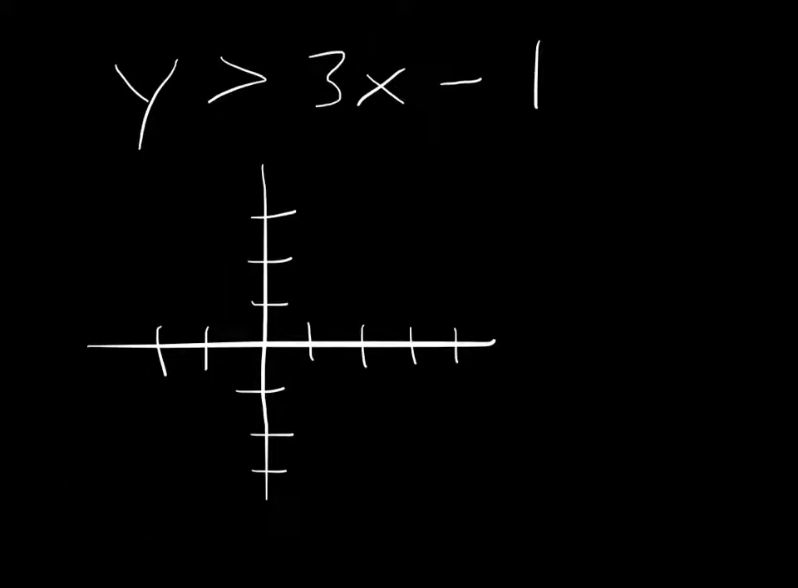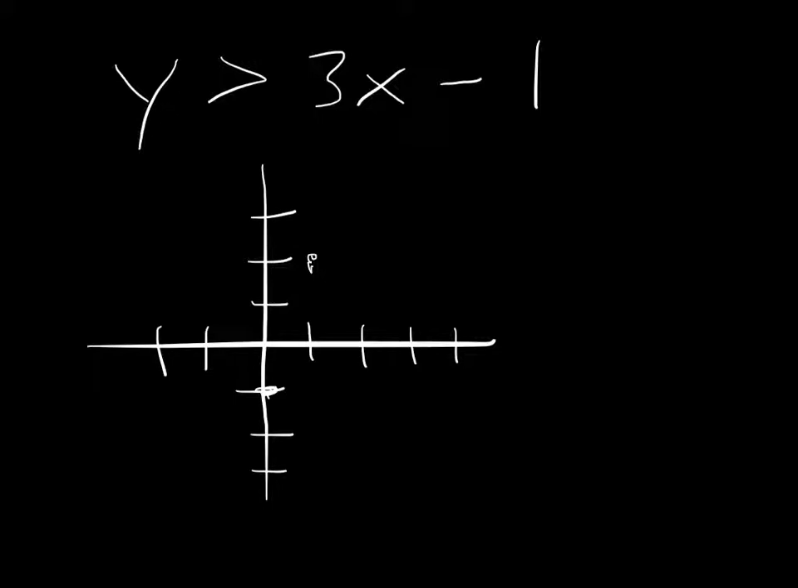Now for this example, we'll be graphing y is greater than 3x minus 1. Now the first thing I want you to notice is that there is no equal sign here. That's important, and that'll come in when we actually try to graph our line. But let's start where we always start, with a y-intercept of -1, and then we have a slope of 3. It's 1, 2, 3 up, and 1 over.